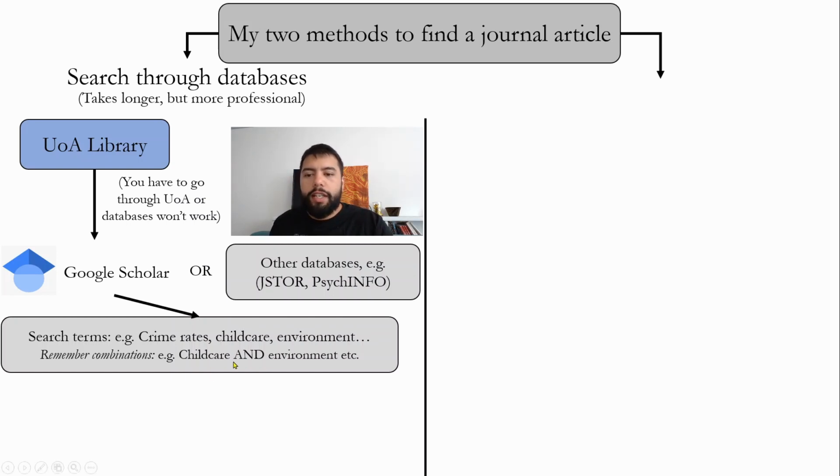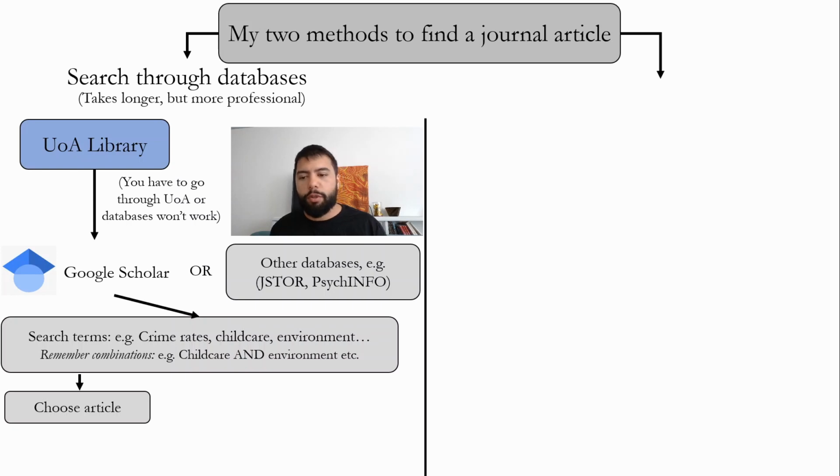Also, most databases give you the option to combine search terms. So I'm interested in childcare and environment. I want those two things together in whatever I'm searching for. Once you've done that search, you can choose an article. You need to search through, you'll get a bunch of results.